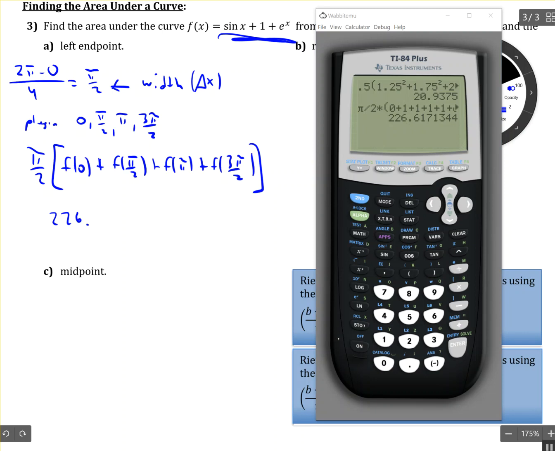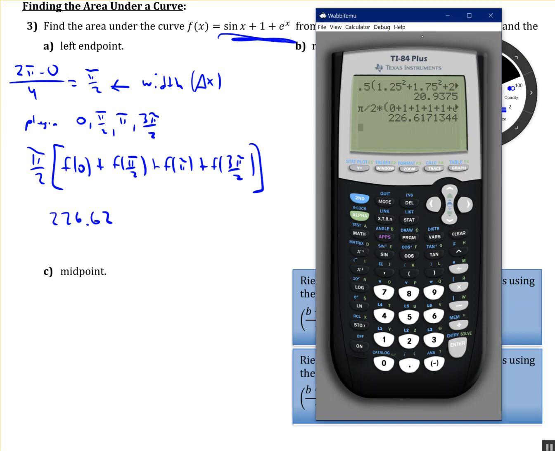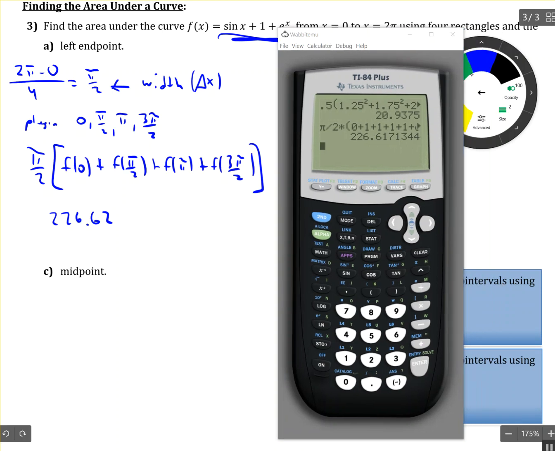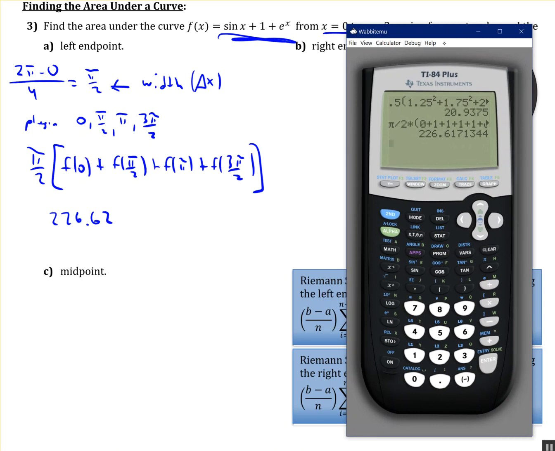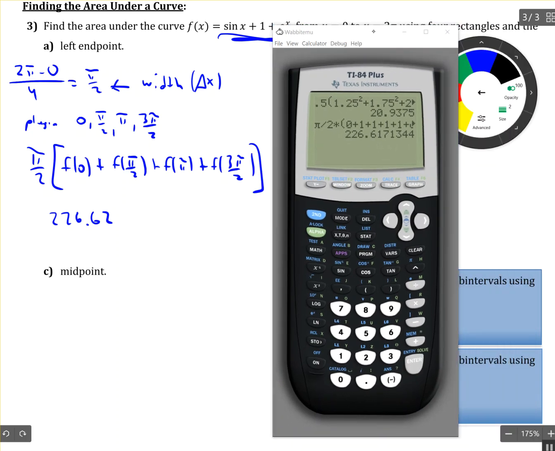Now, assuming I didn't punch something in wrong on my cumbersome emulator, I get 226.62, let's say. Now, the easiest way to do this for the right endpoint is that this is going to be exactly the same, except on the right endpoint, I'm going to cross off 0, but I'm going to plug in 2 pi. And it's nice to recognize that pattern, because now I can just go back to what I plugged in before.